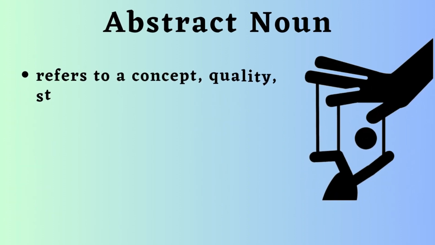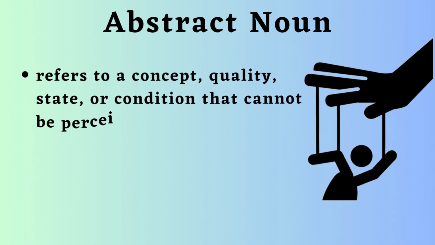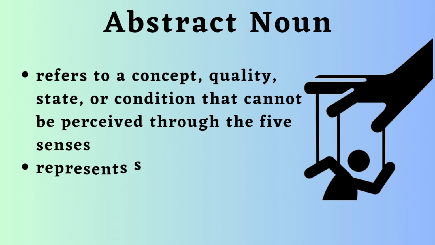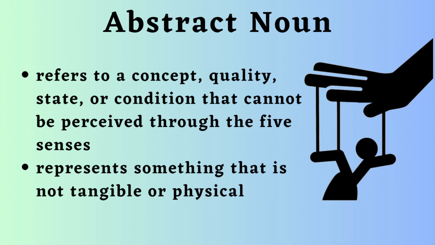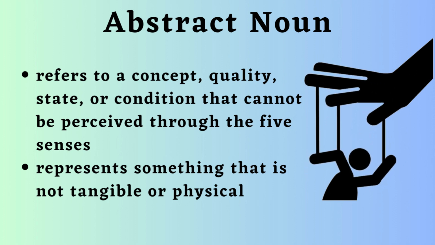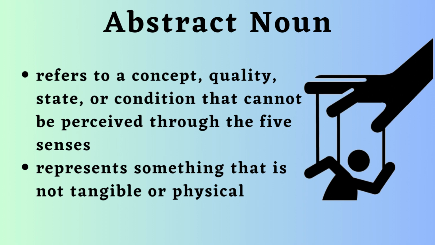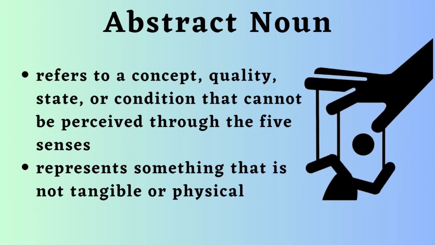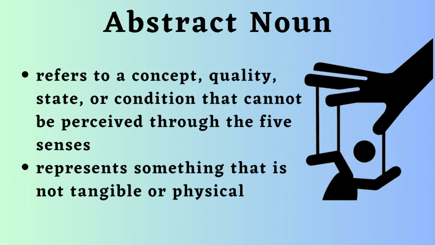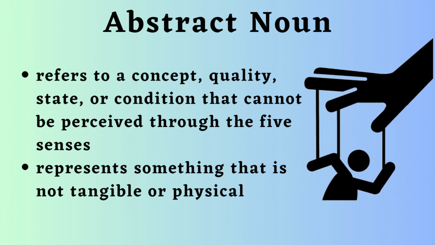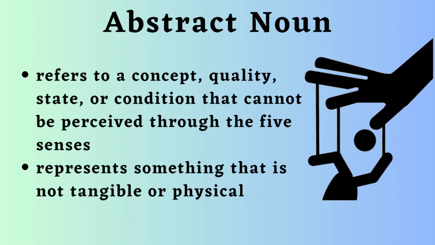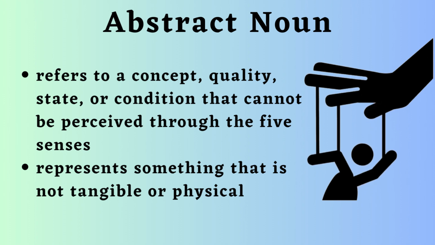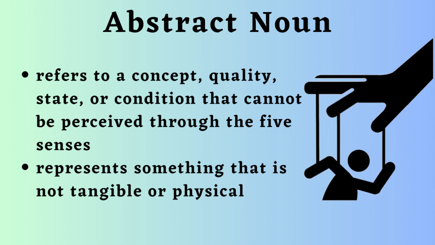Next, we have abstract nouns. An abstract noun refers to a concept, quality, state, or condition that cannot be perceived through the five senses. It represents something that is not tangible or physical, but exists in our thought or as a general idea. So, an abstract noun is a noun that represents an intangible concept, quality, state, or condition.